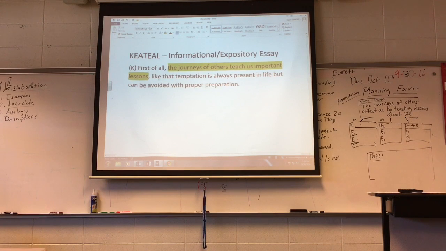And then the second part right here, like that temptation is always present, but can be avoided with proper preparation, is pulling from my K1 box. So plan in that yellow-ish highlight, and then K1 in that bluish highlight. Those two things in combination make a proper K1 sentence, or a proper key idea sentence, of KEATEAL.